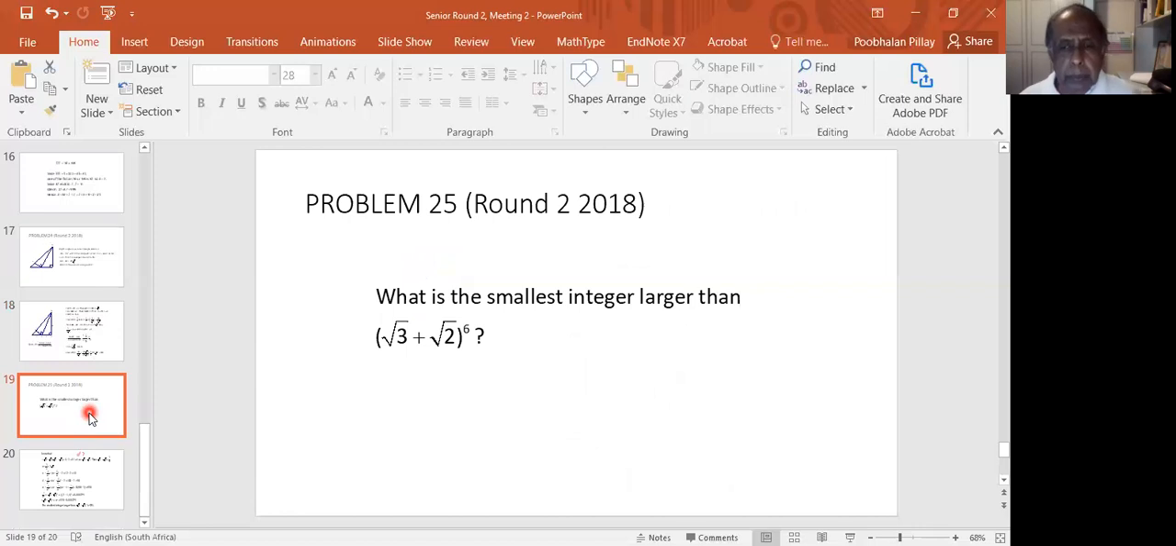Now this is quite a strange problem. What is the smallest integer larger than (√3 + √2) to the power of 6? The calculator will give you the answer very, very quickly. But you're not allowed to use calculators. And you're going to raise some number to the power of 6. And that number is not even a nice, decent number. It's got a √3 and a √2 in it.